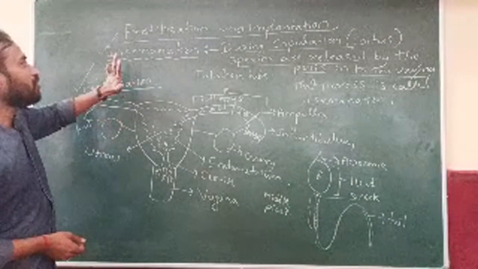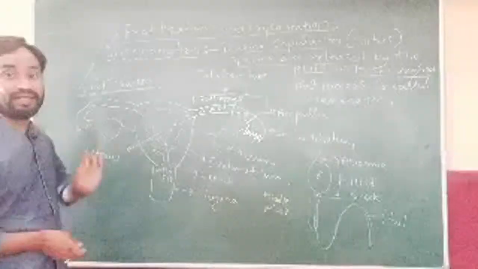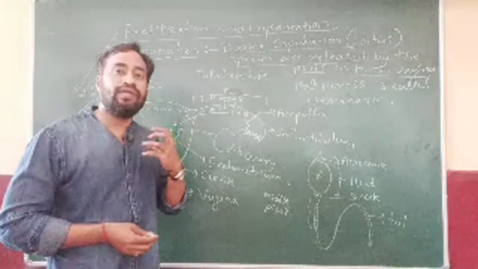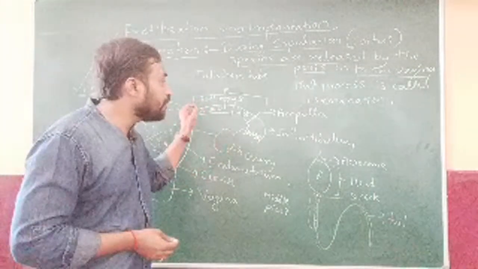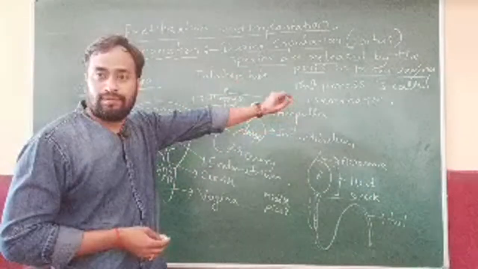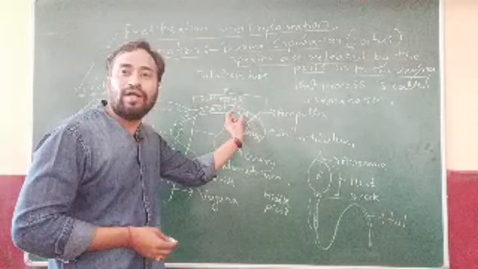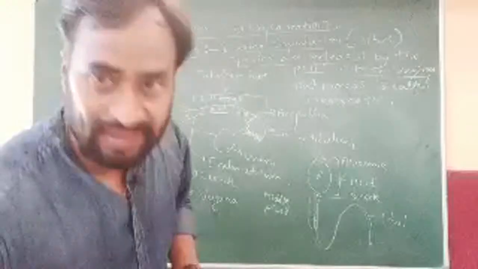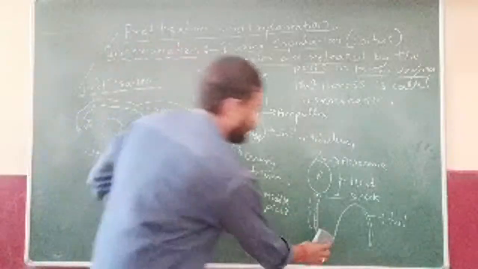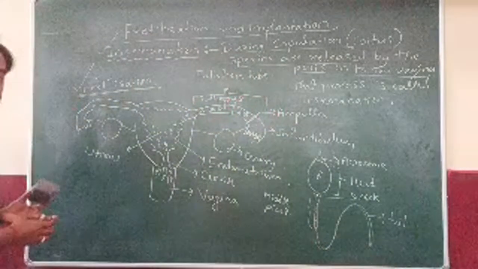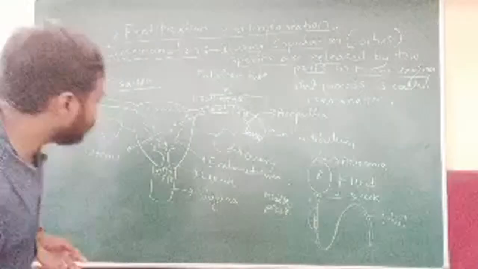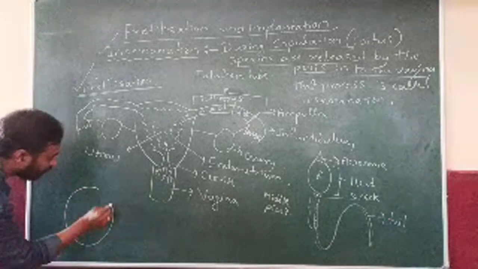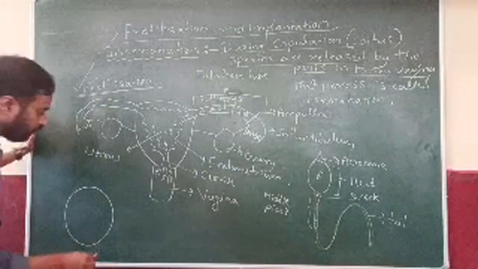Now we understood what is insemination and what is fertilization. Now let us see what happens when sperm meets the ovum, exactly in this ampulla region. That is what we are going to discuss now. For that purpose, we should know the structure of the ovum.